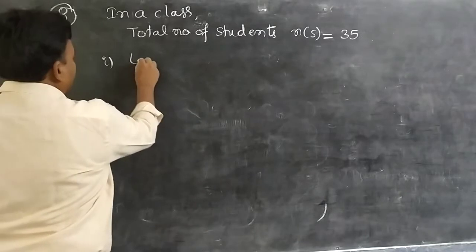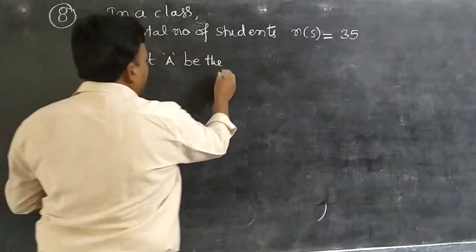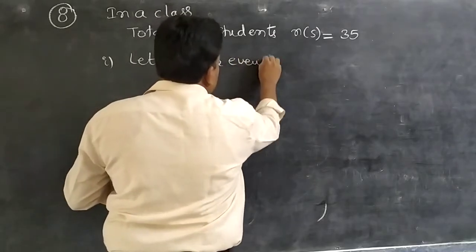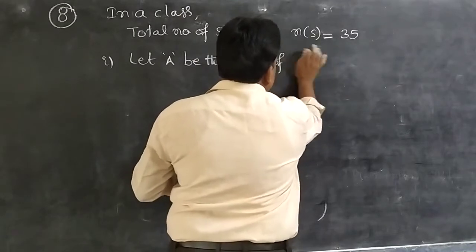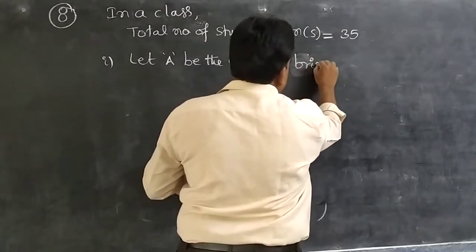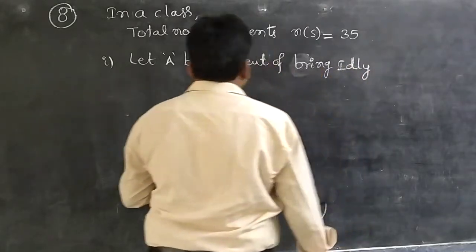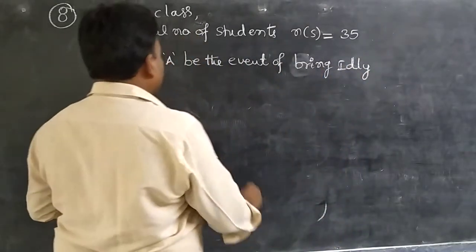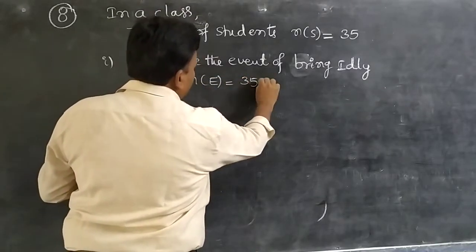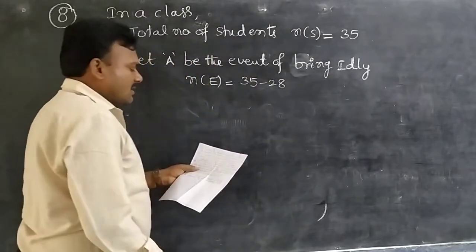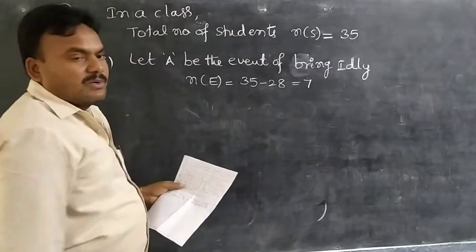Observe carefully. Let A be the event of bringing idli. In 35 students total, 28 students bring junk food. So what about the remaining students? 7. So N of A equals 7.